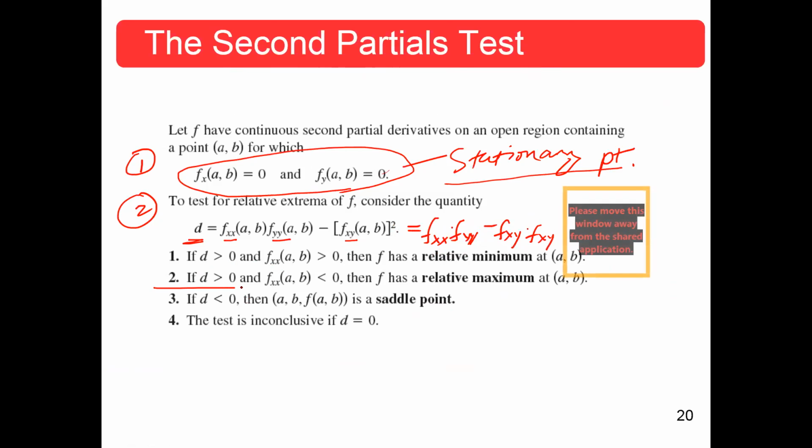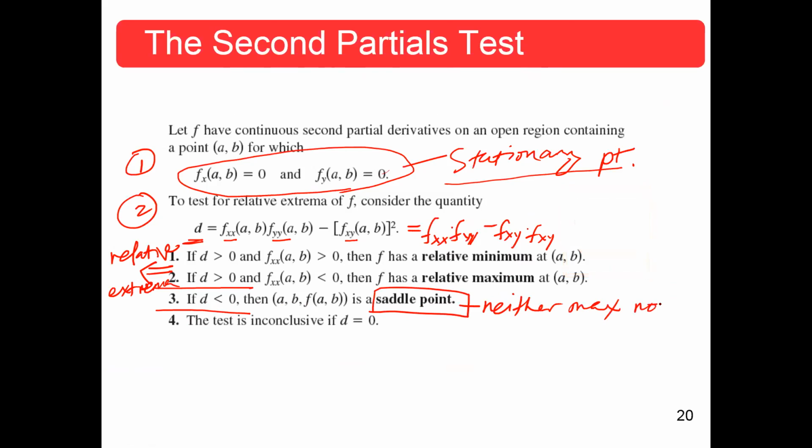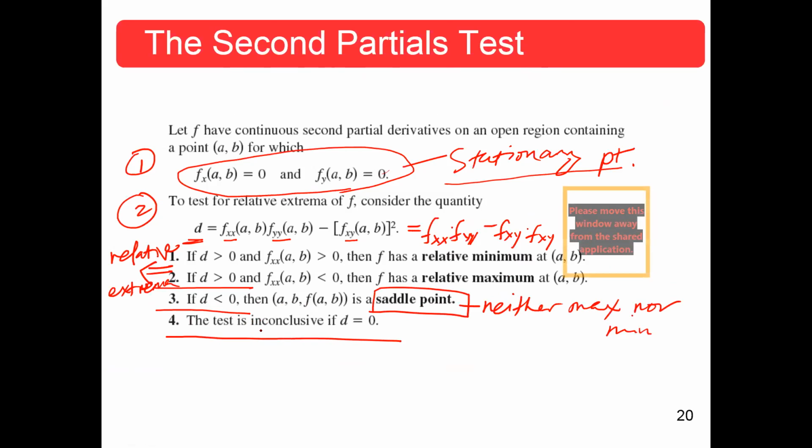And there are 3 cases of D that you can see. If D is greater than 0, then this one would give you a relative extremum. If D is less than 0, then the point is actually a saddle point, meaning neither max nor min. If D equals 0, then the test is inconclusive. There's no conclusion you can draw by doing the second partials test. We don't see this item 4 very much. Usually it's going to be item 1, 2, or 3.